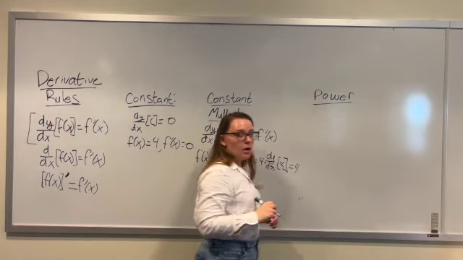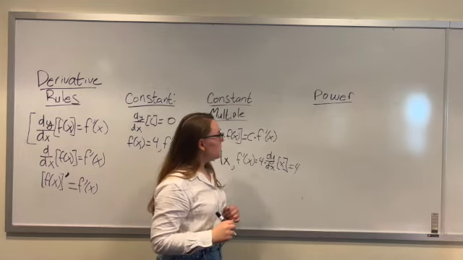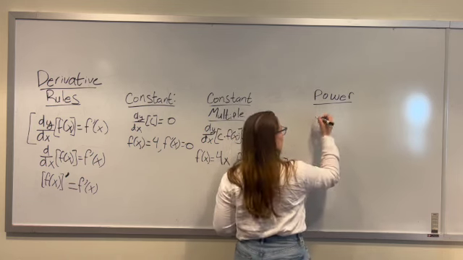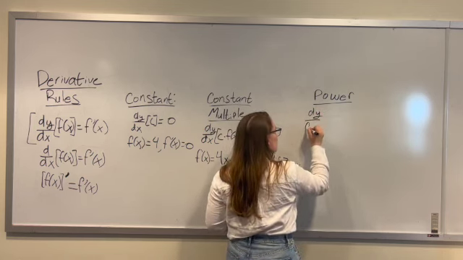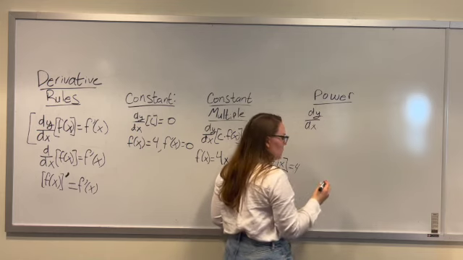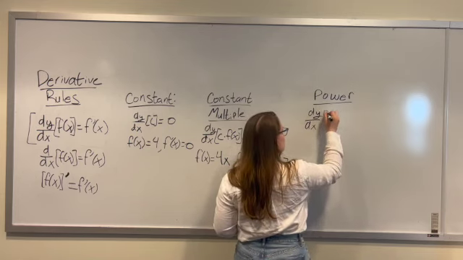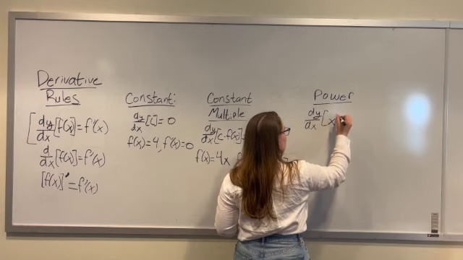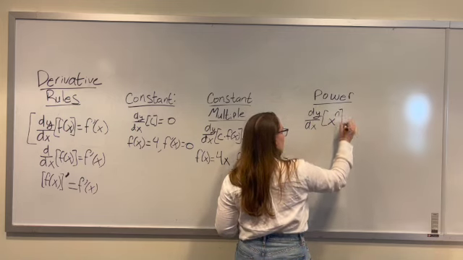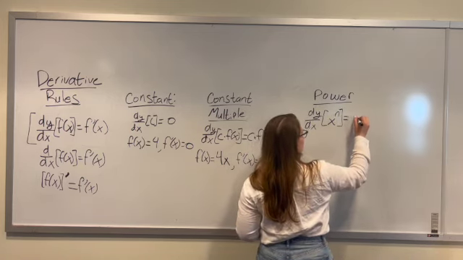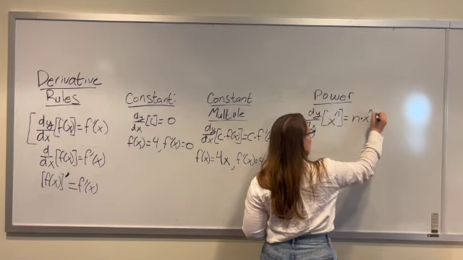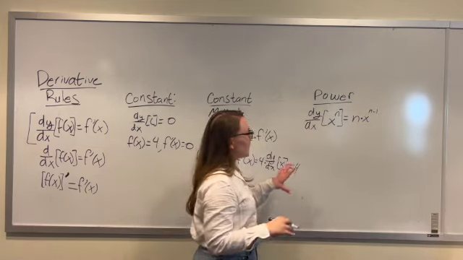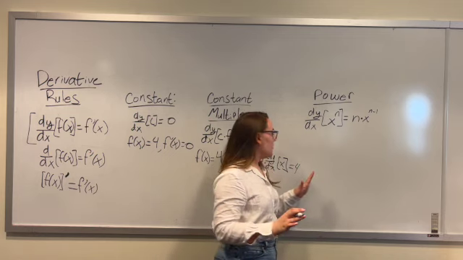All right, next up is the power rule. This one you will probably be using the most. That says that if we take the derivative of some value of x to the n power, it is equal to n times x to the n minus 1 power. So I know that kind of looks like a lot, but bear with me, it's actually quite simple.